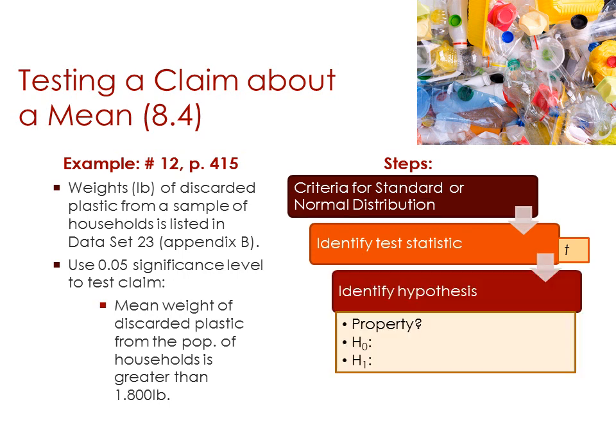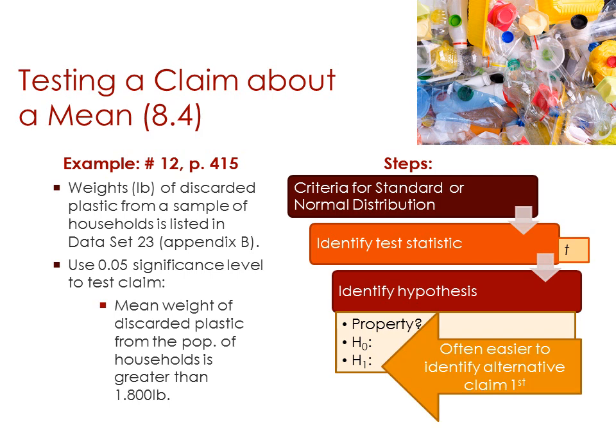We need to identify our hypotheses. So let's go through the steps we looked at before. What is the property that we're being asked to work with here? So remember, we have three different possible properties when we're solving a problem. We can be solving it for proportion, we can be solving it for the mean, or we can be solving it for the standard deviation. So which property are we solving for here? Well, we're going to be solving for our mean, right? So we're solving for our mean, okay?